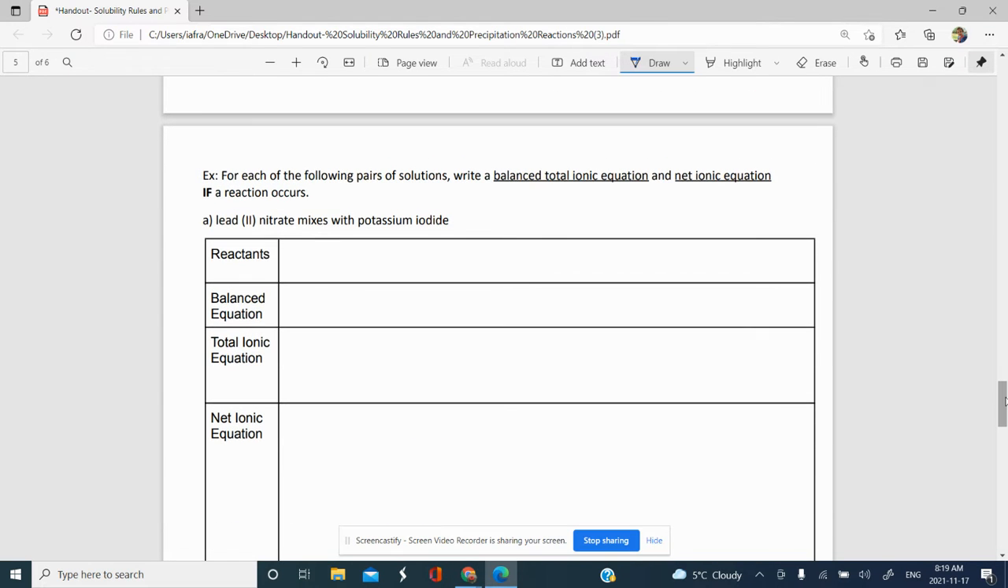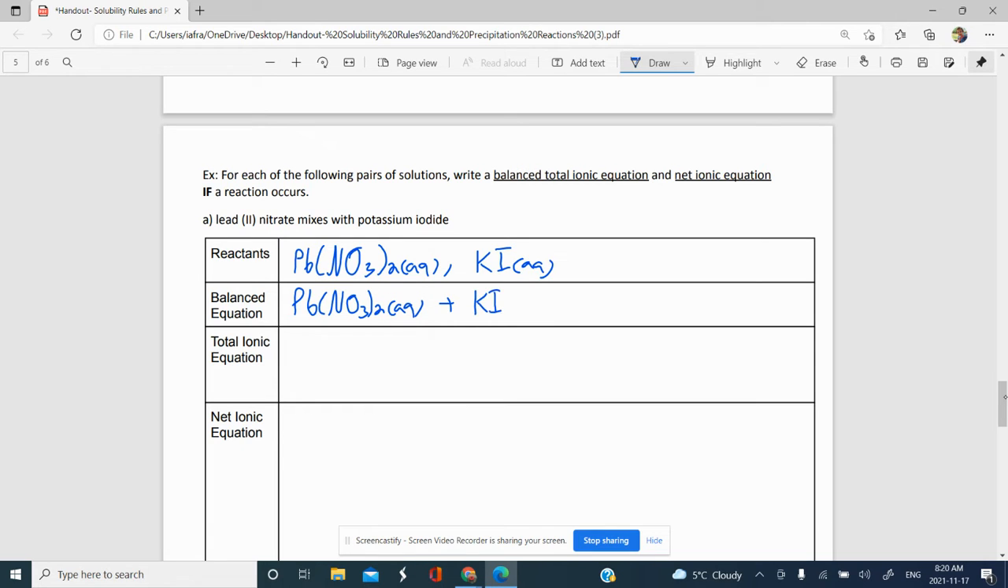As I mentioned, it's great for you to try these yourself first and then check your work with the video. So here we have a reaction of lead nitrate mixed with potassium iodide. Our reactants are the lead(II) nitrate, Pb(NO3)2, aqueous, and then we also have potassium iodide. We're going to write a reaction for this: lead(II) nitrate, aqueous, plus potassium iodide, aqueous. We'll do our double displacement and we'll get KNO3.